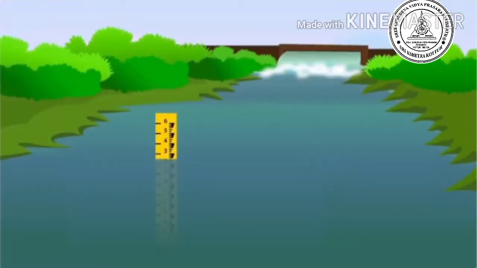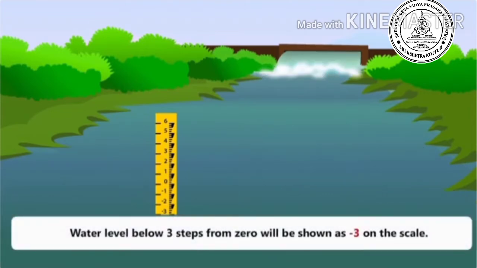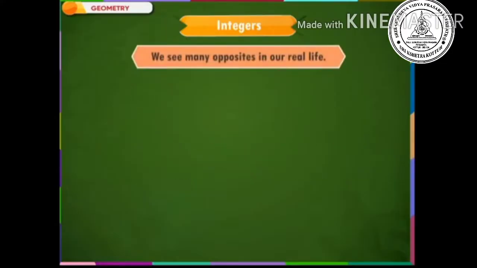Have you noticed the water scale at a dam? It shows the reading for the water level in the dam at any given time. Water is receding in the dam and the water level is going below zero. What would the water level below zero be? The water level below zero is shown by negative numbers starting from -1, -2, and so on. We see integers in many places in our real life.